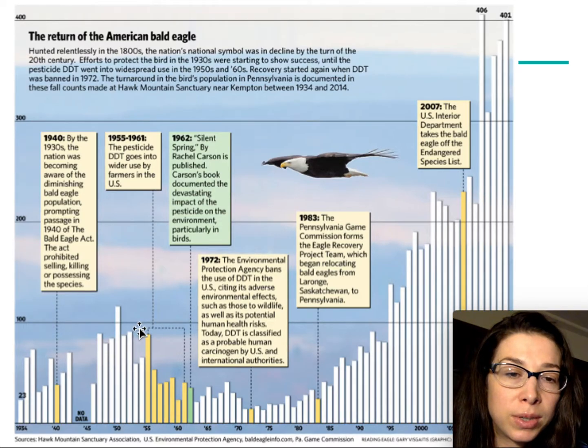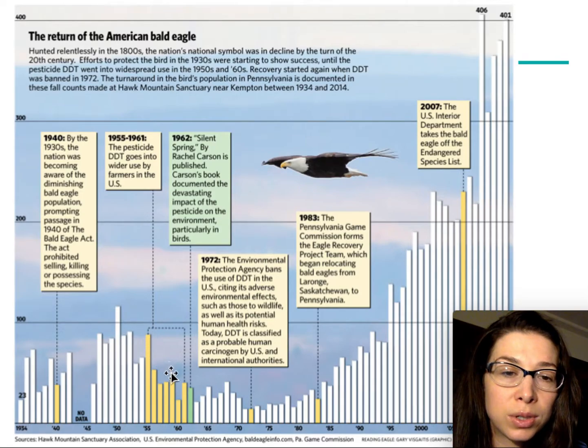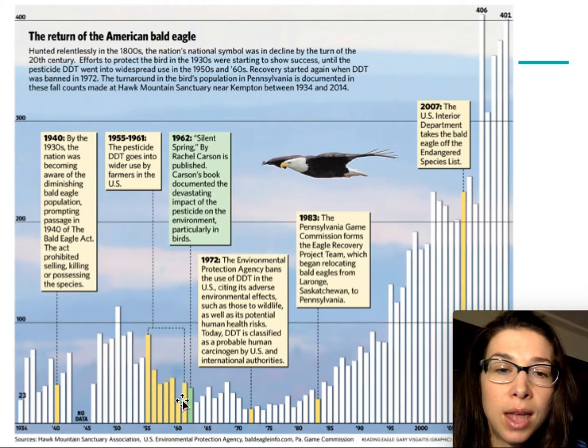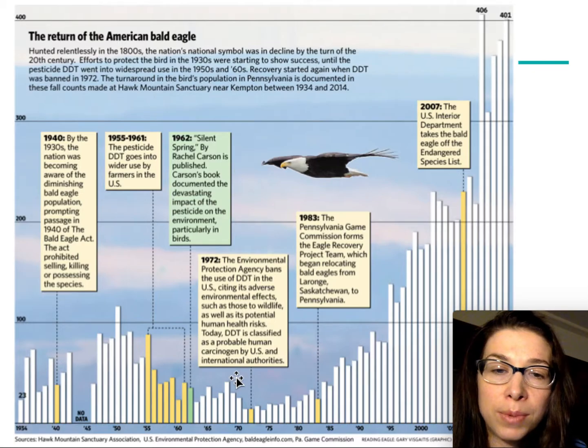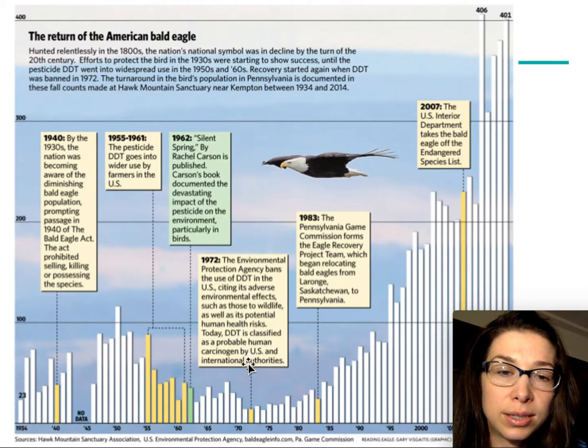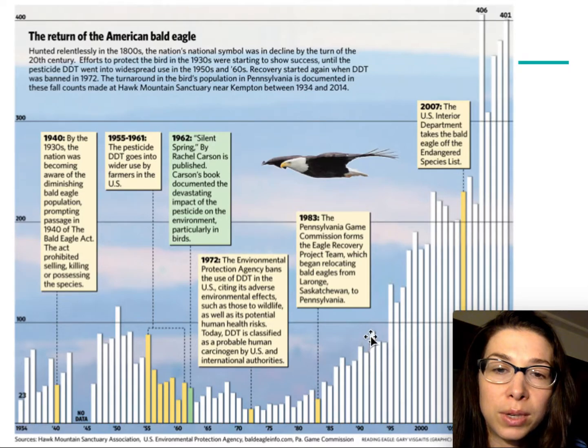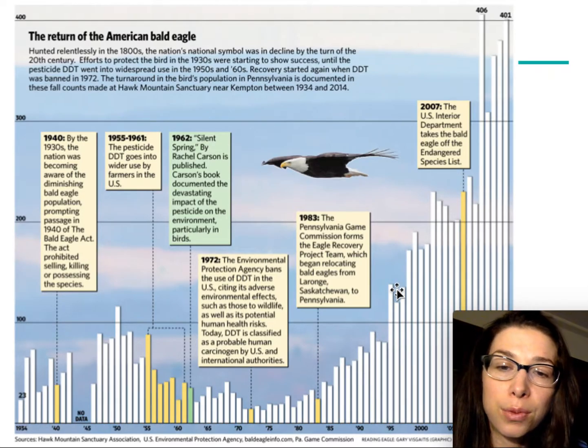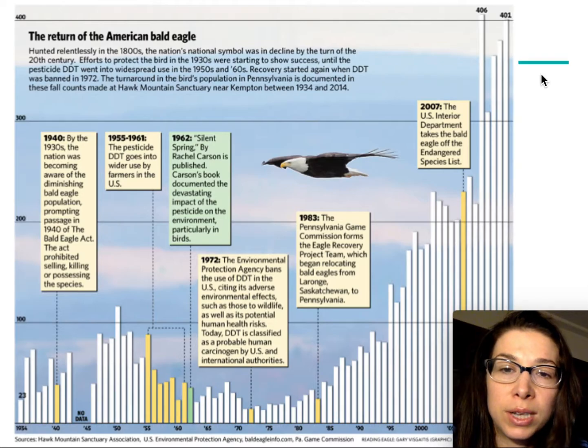So their numbers, when DDT becomes widespread, bald eagle numbers go even lower than they were previously, and the EPA starts implementing rules about DDT use and how it can be distributed. DDT is classified as a probable human carcinogen, and we stop using DDT in large amounts, and we can see that now the bald eagles are thriving and increasing in numbers, and have really been taken off the endangered list. So it's a bit of a success story.